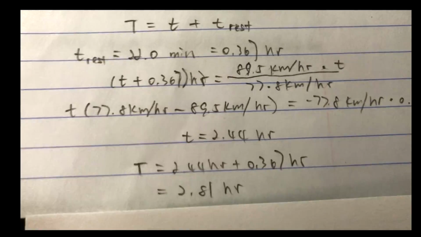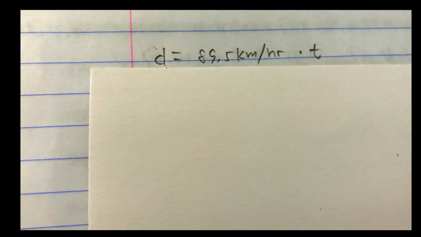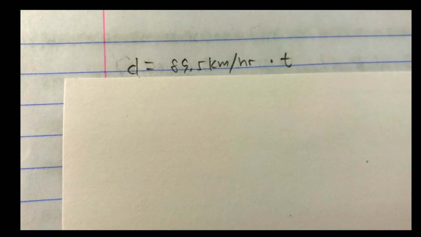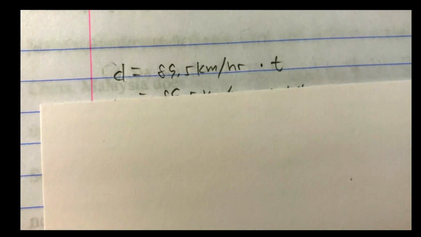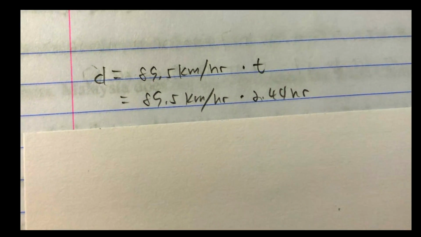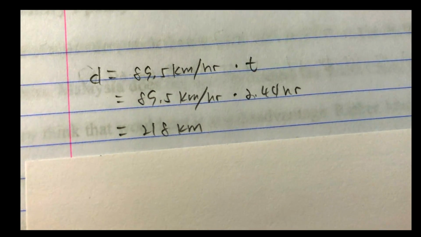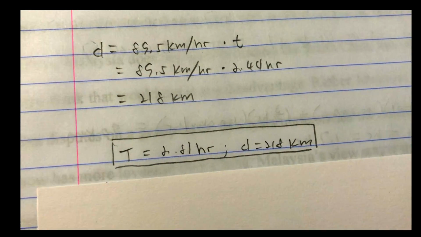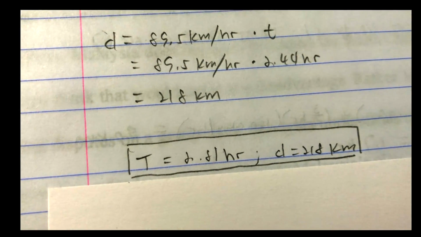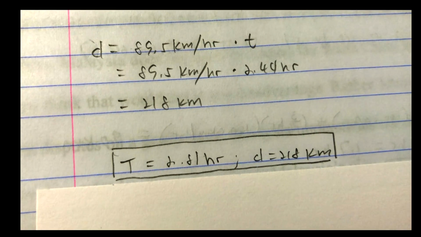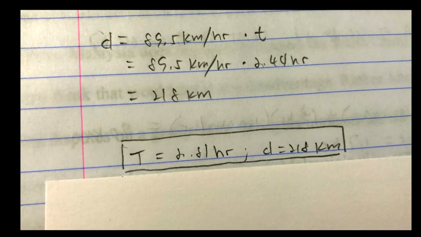How far does the person travel? So the distance equals velocity times time. The velocity in this case is 89.5 kilometers per hour, and times the time we just solved, 2.44 hours, we get 218 kilometers. So the total time the person spent on the trip is 2.81 hours, and the total distance that the person traveled is 218 kilometers.